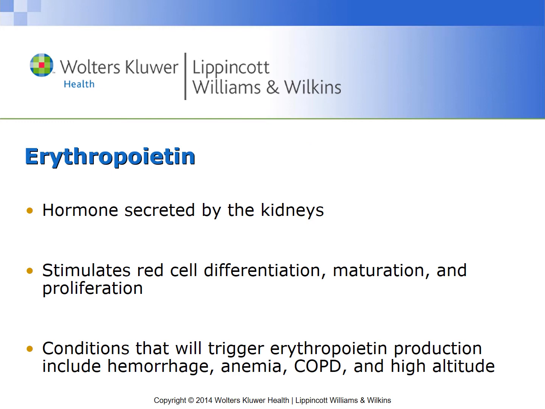So let's talk about now getting into our specific types of cells. So erythropoietin has to do with the erythrocytes, and the erythrocytes are our red blood cells. Erythropoietin is a hormone secreted by the kidneys, and it stimulates the red blood cells, and conditions that might trigger that production are when someone is hemorrhaging, anemia, COPD, and high altitudes.